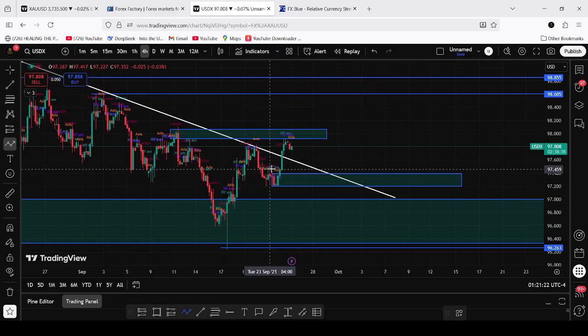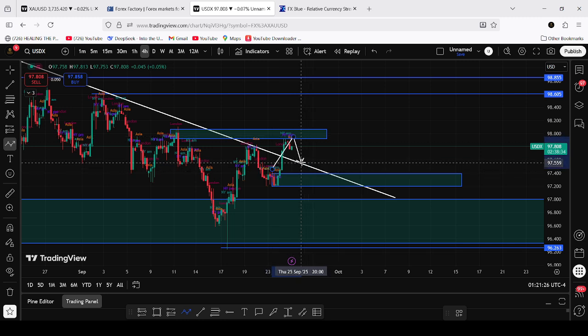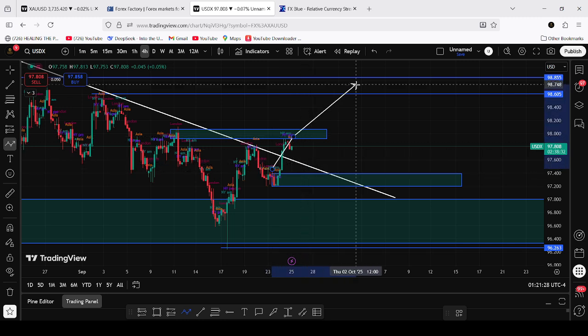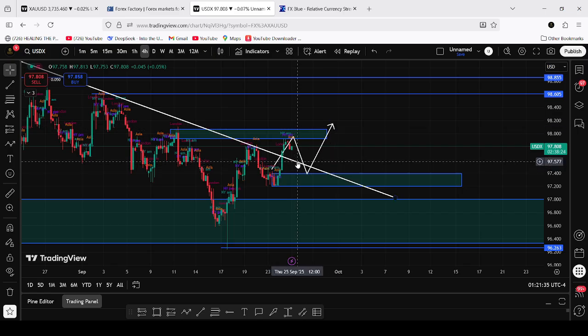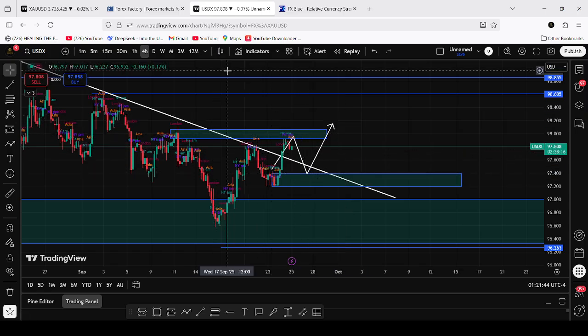So you see this move, it might touch the trend line, then it moves up, or it might even come to this zone on the order block, then it moves up. So in this position, we have two scenarios. It might touch the trend line, then it moves up, or it might touch the order block, then the market moves up.